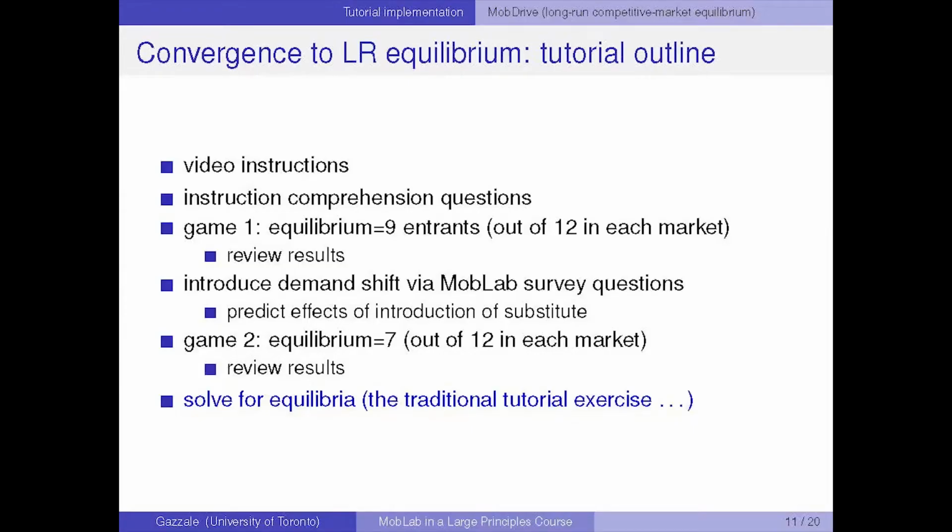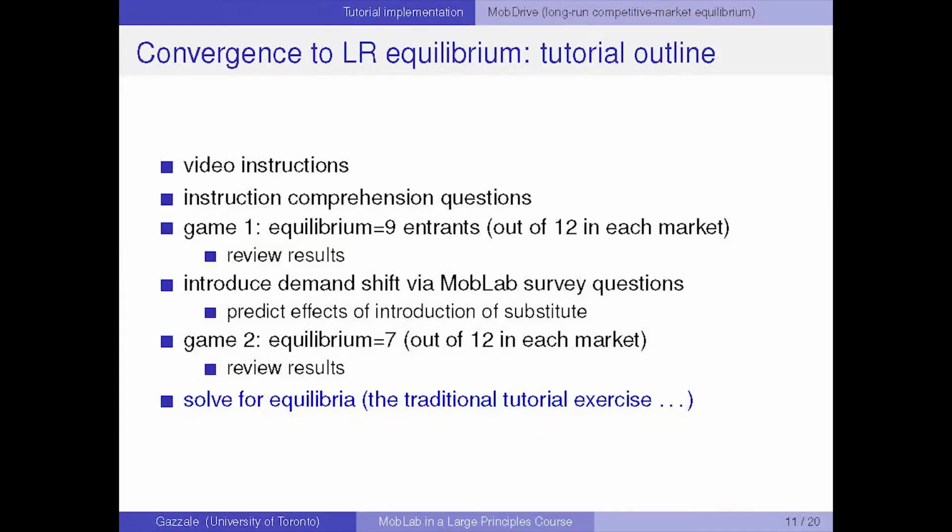And so my TAs did this in tutorial. MobLab has produced some video instructions. And this is a very important thing. You want to make sure your students understand what the relationship is between their choices and their payoffs. And doing good experiment instructions, as an experimental economist, this is something that I know very well. You give really good instructions. MobLab does a good job of providing your students with instructions. In this case, I also did instruction comprehension questions. Do you understand how your profits are generated?